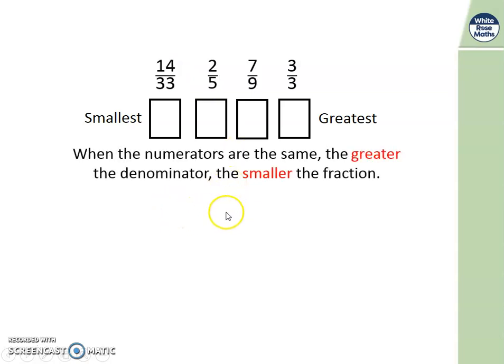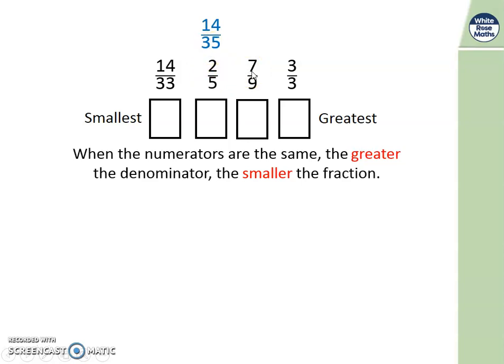We can see that when the numerators are the same, the greater the denominator, the smaller the fraction. So let's make all of our numerators the same. We're going to change them all into 14ths. So this one's already 14ths, we don't need to change it. To get from 2 to 14, we multiply by 7. 5 times 7 is 35.